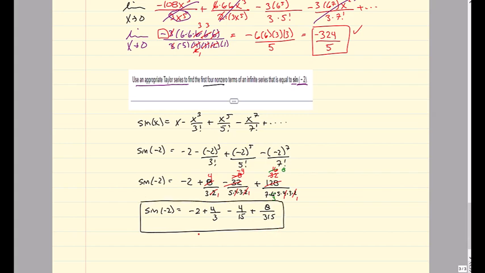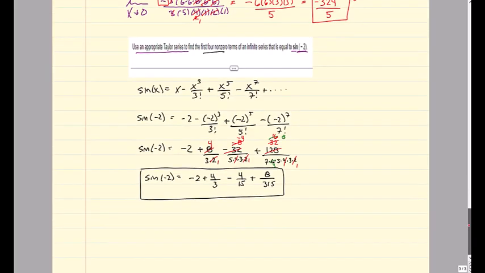Now if I said my first term was 2, I'd be wrong. It's negative 2. My second term is 4/3. My third term is a negative 4/15, and my fourth term is 8 over 315. So don't forget to take the signs with you when you talk about your terms. Now sometimes you'll see this written as plus a negative 4/15, and that's okay. Either way, that's equivalent.